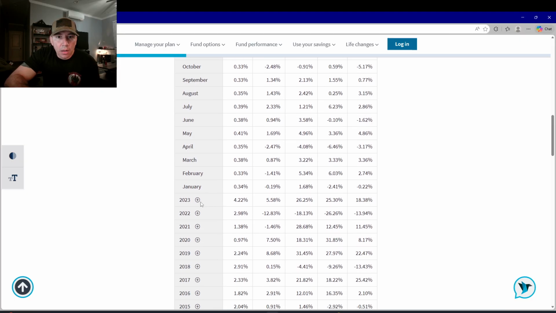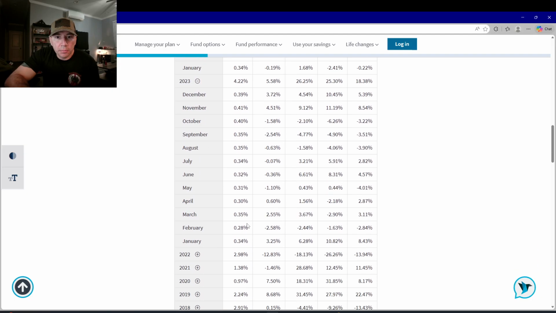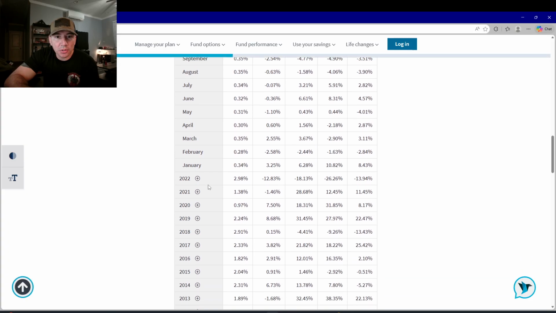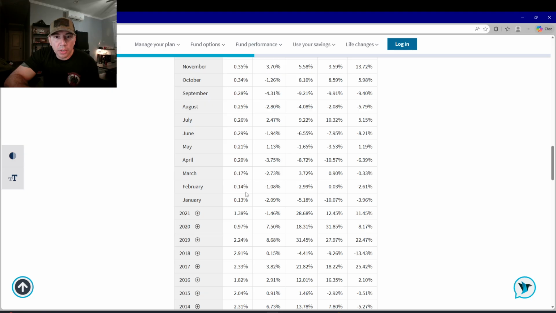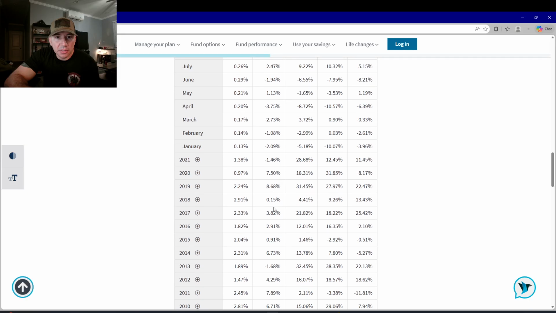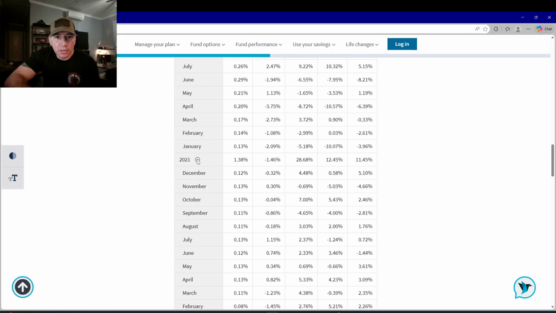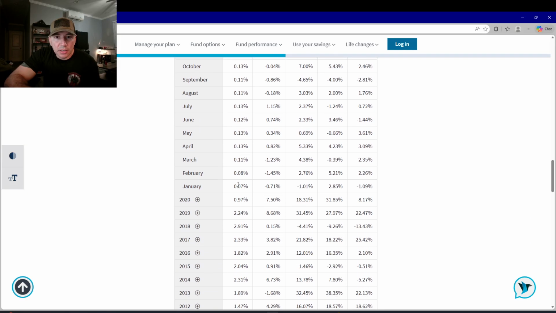Then we'll look up one more year, and there's 0.2 for the G, negative 2 for the F, and negatives across the stock funds. Again, February is usually a pretty bad month for stocks. We'll go back to 22. Just a little bit of gain, negative, negative, a little bit of gain, negative. 21, a little bit of gain, negative, positive, positive, positive.